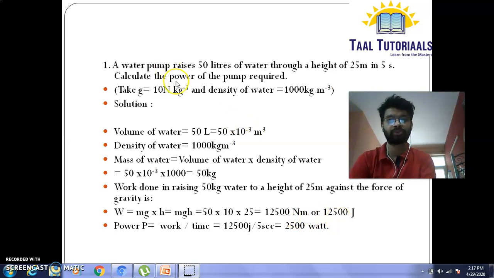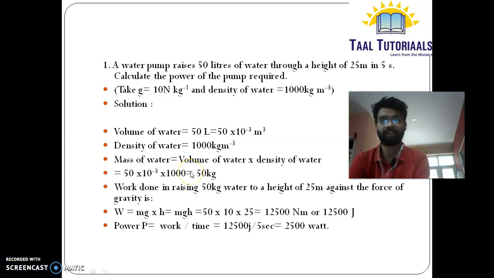For power, we use the formula work by time. Work is 12,500 joule and time is 5 seconds. So we get power of 2,500 watt. I think we are pretty clear with this numerical. We'll go to the next one.